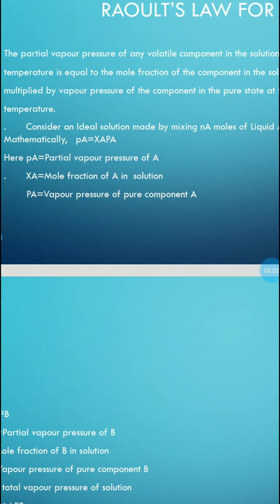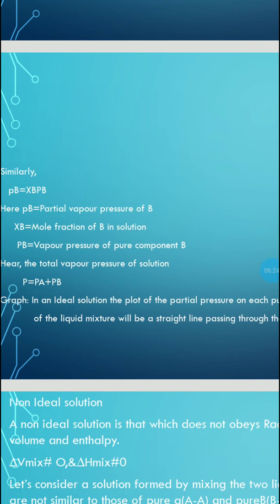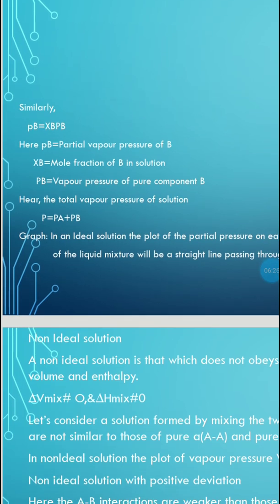Therefore, PA is equal to XA multiplied by PA°. So here capital PA° represents the vapor pressure of the pure component, XA is the mole fraction of A in solution, and PA is the partial vapor pressure of A. Similarly, for the other component, PB is equal to XB into PB°.